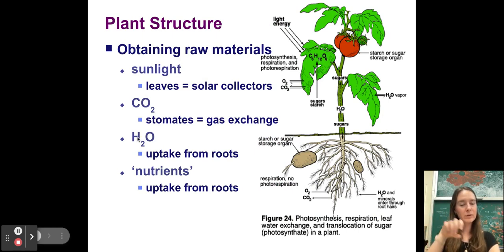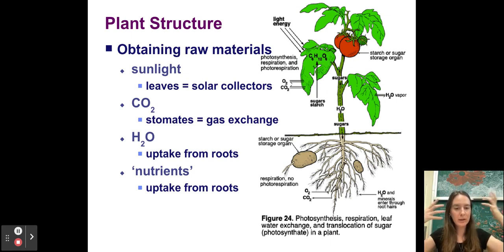Water comes up through the roots. Also, water can come up through the stomata as well. There are openings, and there's water vapor in the air that can be pulled in. And then nutrients like phosphorus and nitrogen, which are needed to build other molecules, can come up.